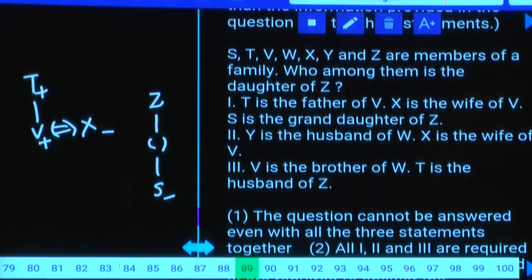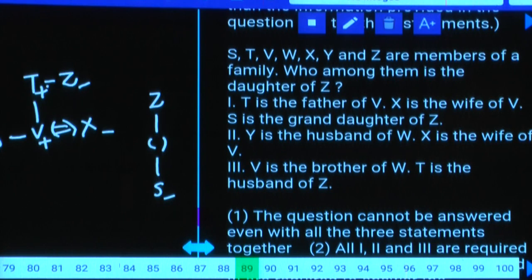S is the granddaughter of Z. And this is about condition number 1. And next one, condition number 3. V is the brother of W. And V and W were like this. And T is the husband of Z.